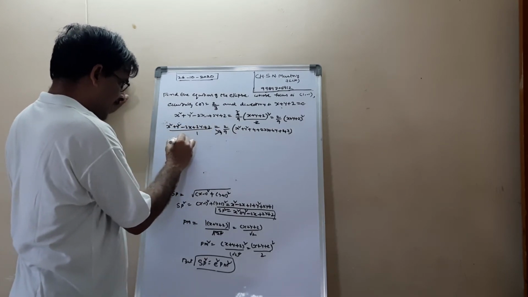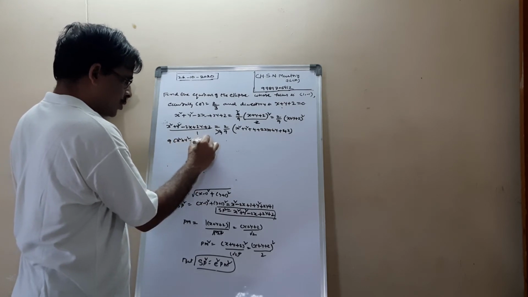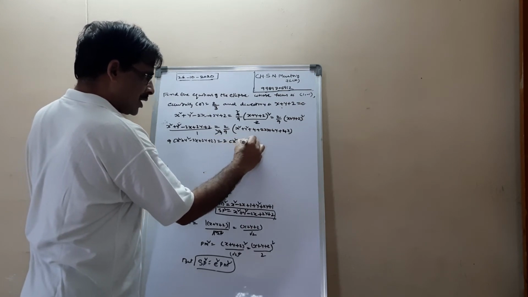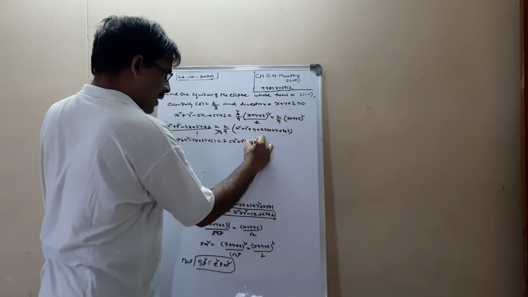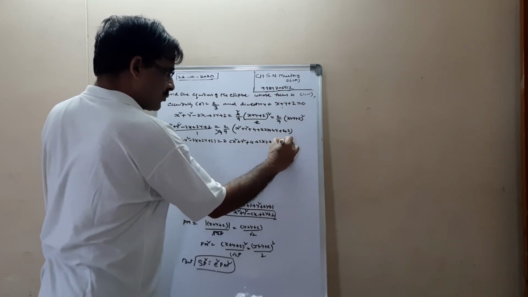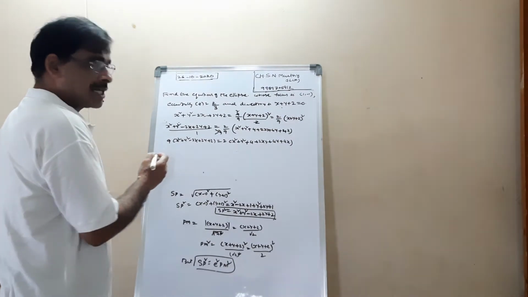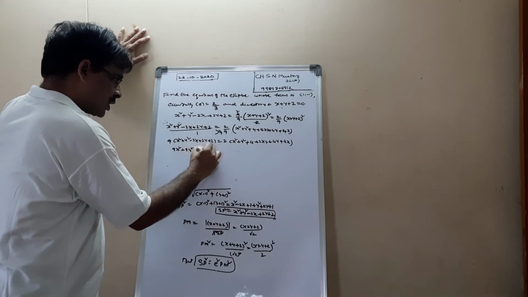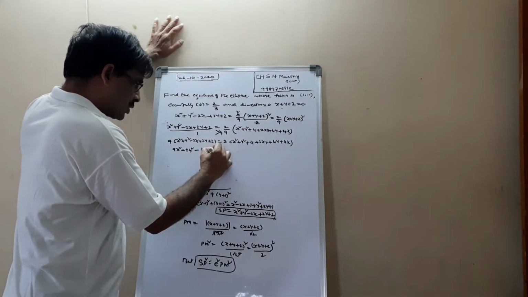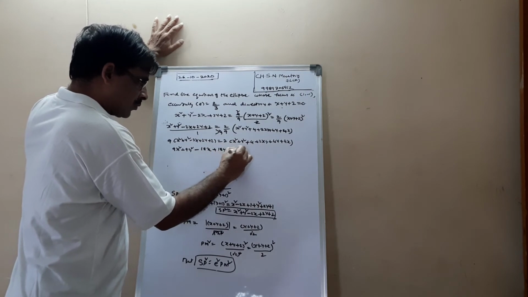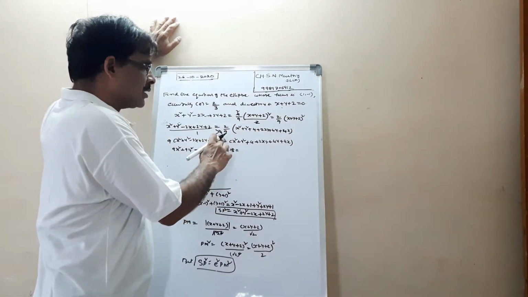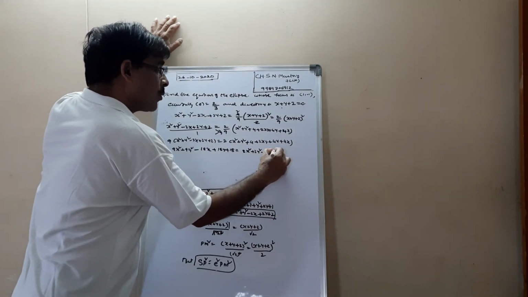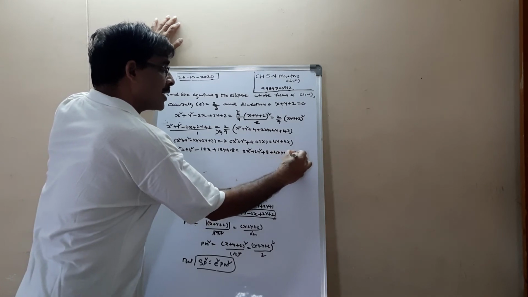Now cross multiplication. 9 times (x square plus y square minus 2x plus 2y plus 2) equal to 2 times (x square plus y square plus 4 plus 2xy plus 4y plus 4x). Now let me multiply. What I will have? 9x square plus 9y square, 9 2s are 18x, 9 2s are 18y, plus 18. On the right hand side, you multiply with 2: 2x square plus 2y square plus 8, 4xy plus 8y plus 8x.